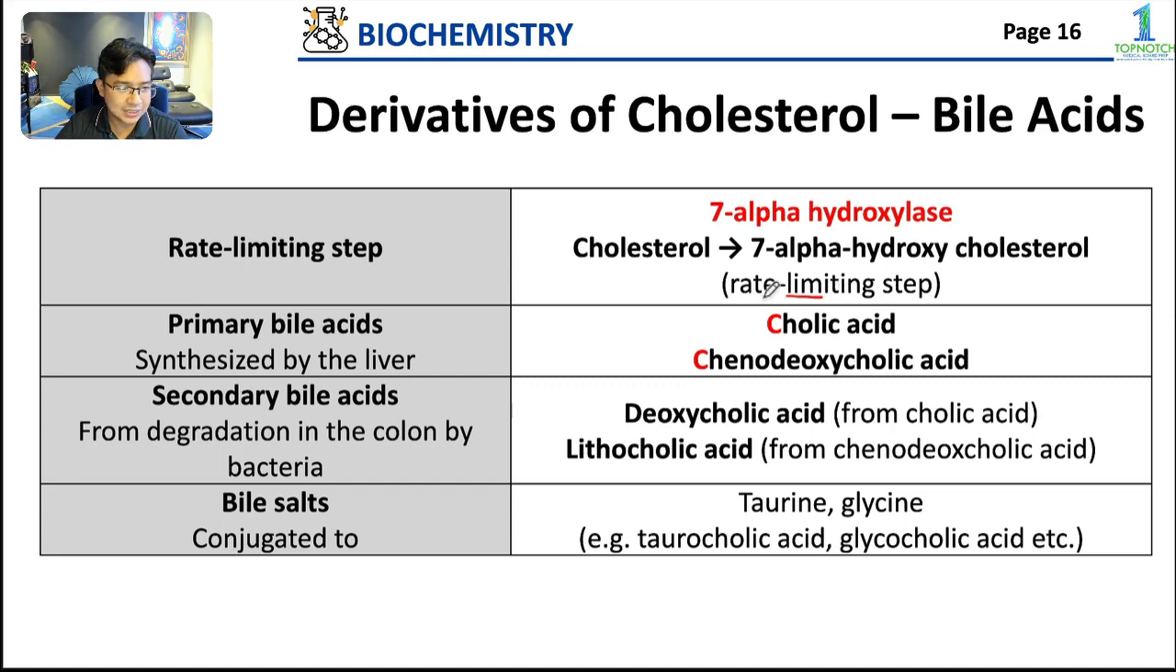Now, these bile acids can be degraded by the bacteria found in the colon. Cholic acid becomes deoxycholic acid, and chenodeoxycholic acid becomes your lithocholic acid. Eventually, they can be conjugated to taurine and glycine, forming bile salts in the process. Bakit ba sila mahalaga? They are important for emulsification of fat. Among the different bile acids, the most toxic is your lithocholic acid. So, kailangan mo talaga siyang ma-excrete sa ating katawan. And that's all for our lipid structures.